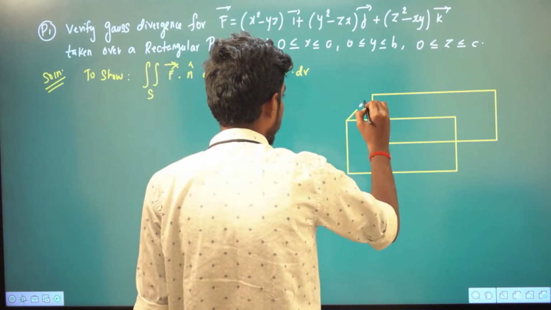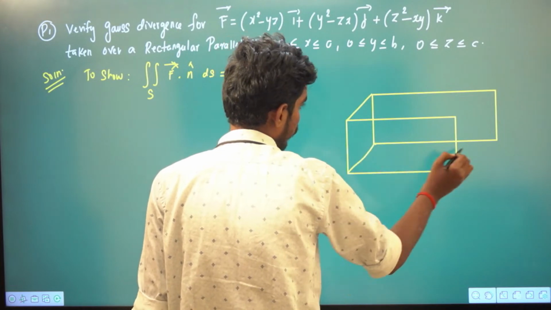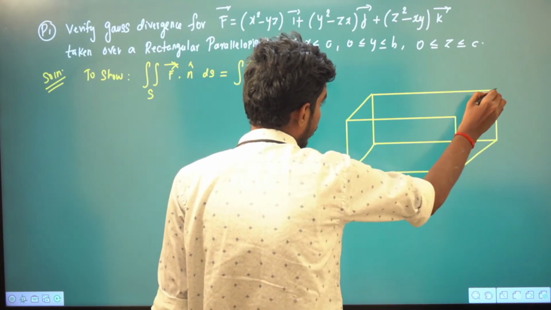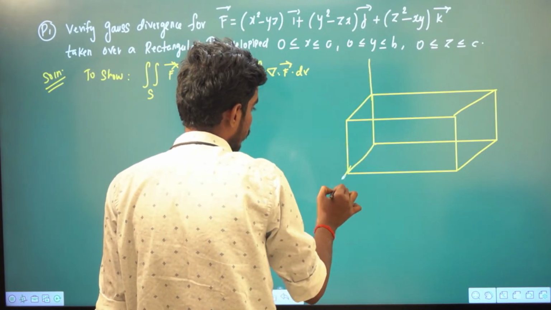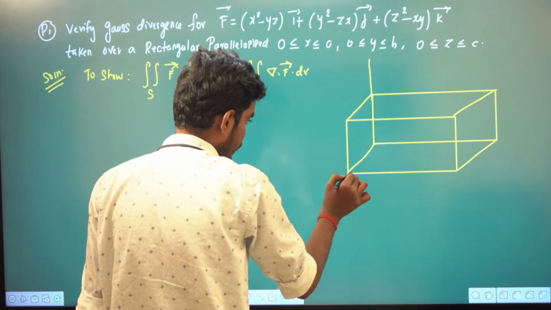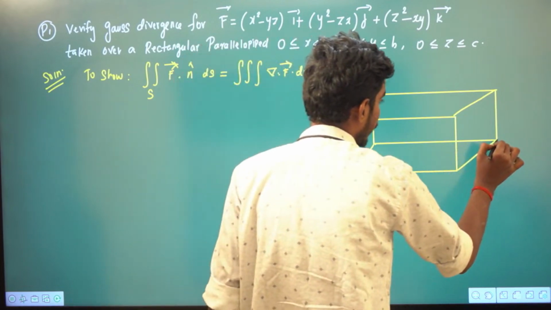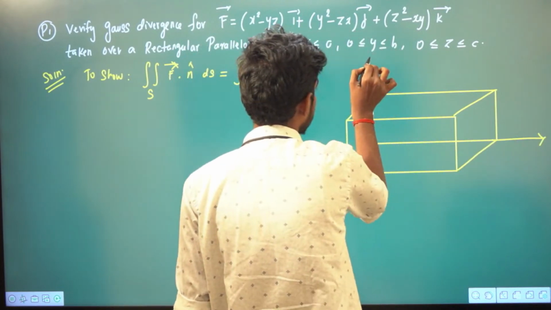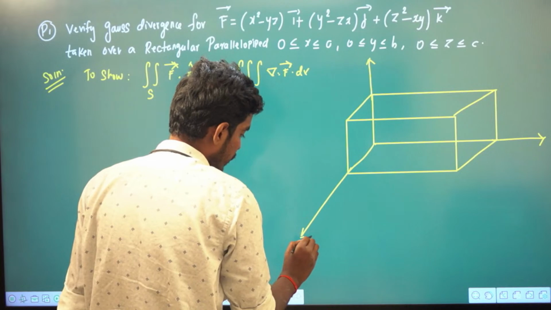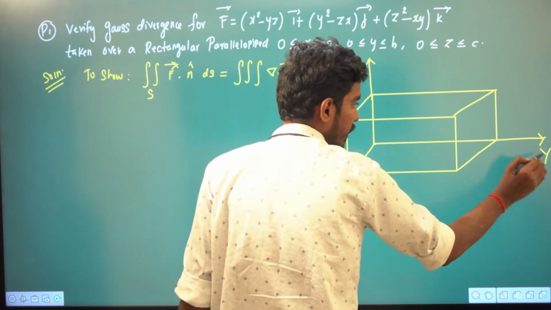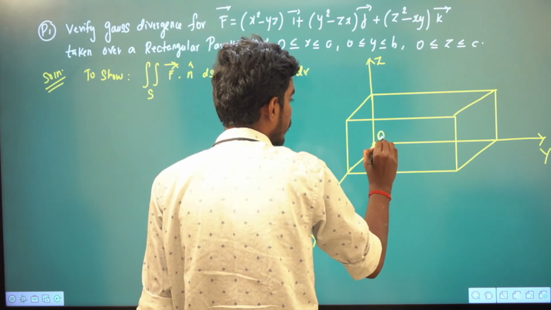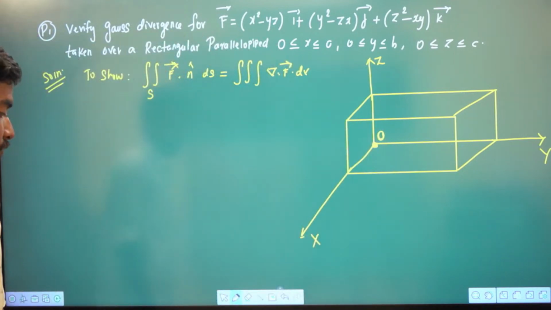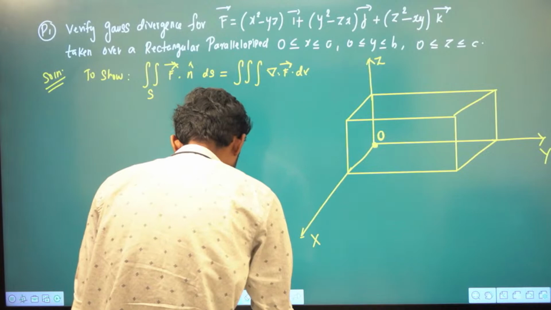So we will draw. We have a parallelepiped, right? This is very, very important. If you understand this diagram, that will be easy for you to follow. Let us call this x-axis, this y-axis, and this z-axis. Let this be origin, right? So let us mark the vertices.